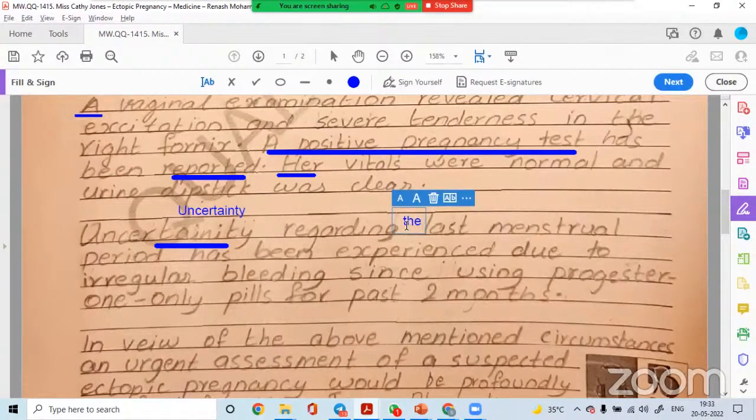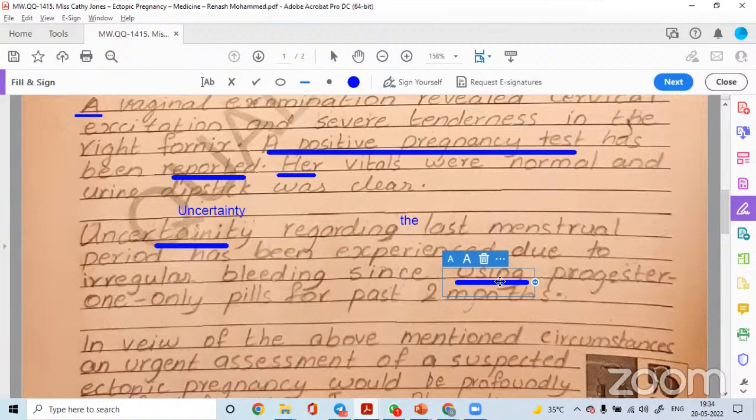You are an extraordinary doctor, but your English should be improved. Okay. Yes, sir. Don't get upset when I am correcting too many things. The last menstrual period uncertainty has been experienced due to irregular bleeding since the commencement of progesterone only pills. Since using, no, since the commencement, from that time. Since the commencement means the starting time. Otherwise, while using.